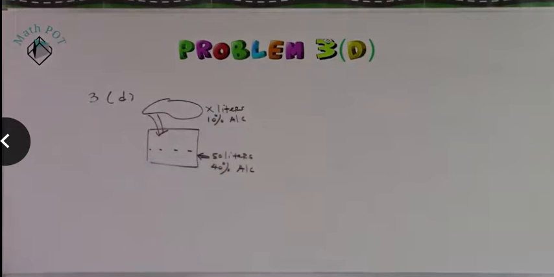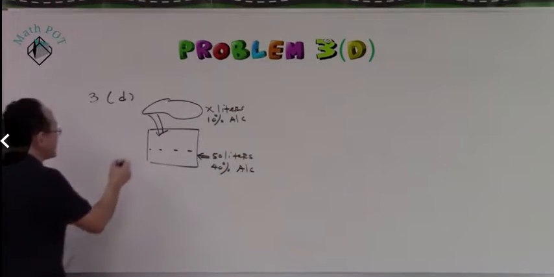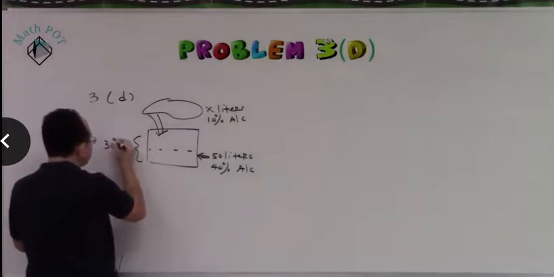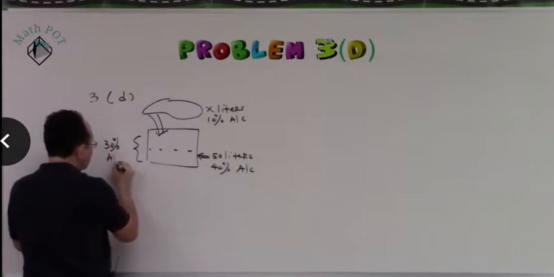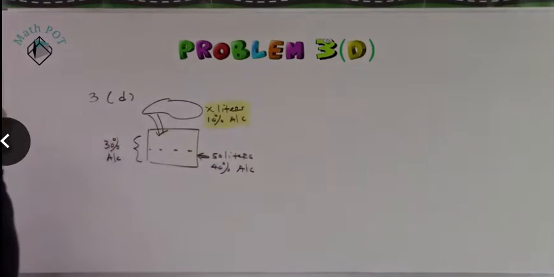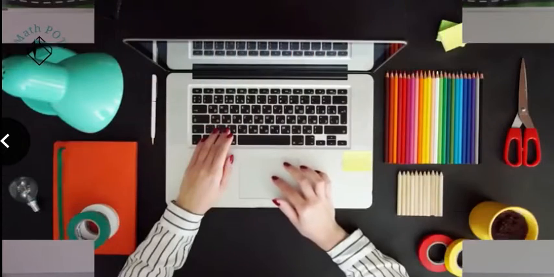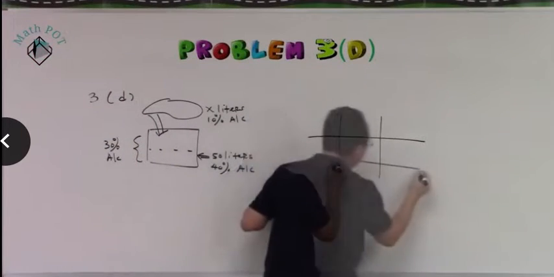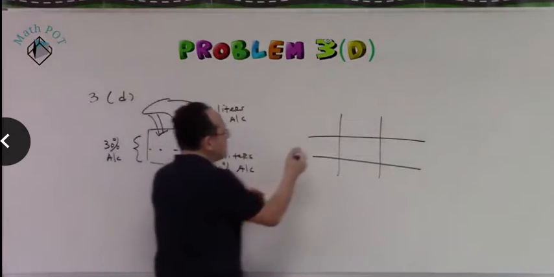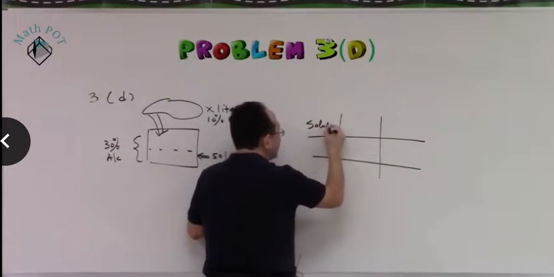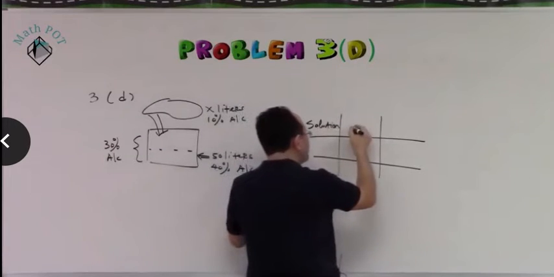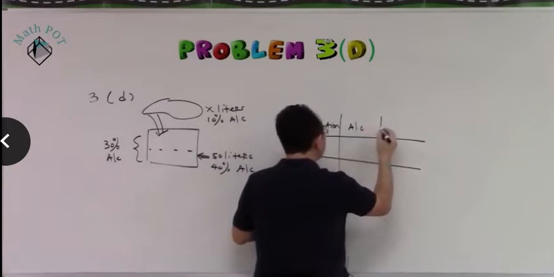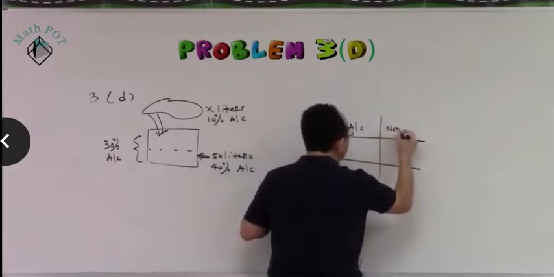The problem says after adding this one, we end up with 30% alcohol solution. So let's see how to figure out this number. For this kind of problem, the best way is to organize your work. I'm going to put down the super important information, so try to fully understand how I solve this problem. First, you need to put down the solution. Next, you figure out the alcohol. And next, you figure out the non-alcohol part.